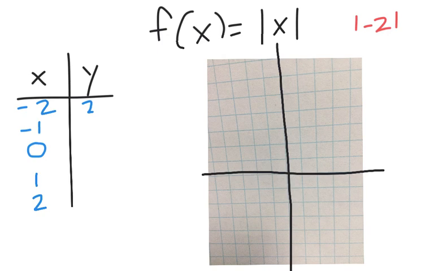So here, if I go to -2, 2, I'm going left 2, up 2, plot a point. Next, let's look if the x value was -1. What if I plugged in -1 for x? What's the absolute value of -1? 1. Which means the ordered pair -1, 1 would be on my graph.